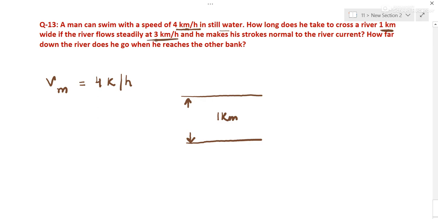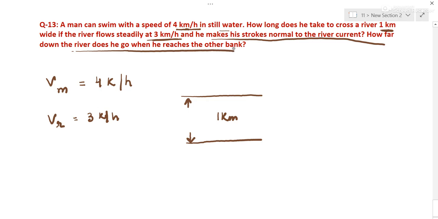Okay, and this is river speed. The speed of the river is given as 3 km per hour, and he makes his strokes normal to the river current. How far down the river does he go when he reaches the other bank? So the first question is, how long does it take to cross the river?